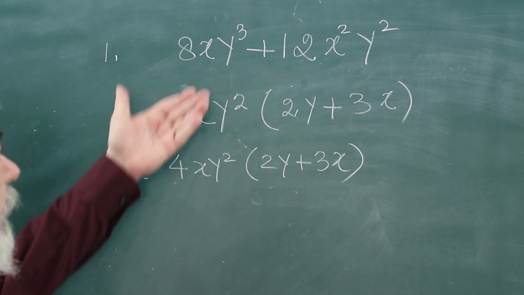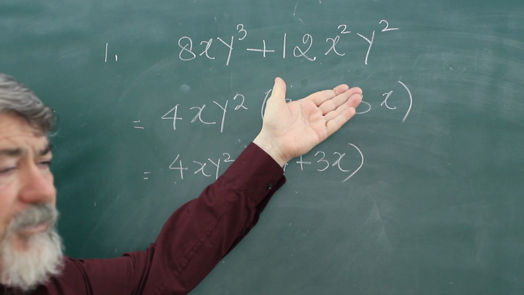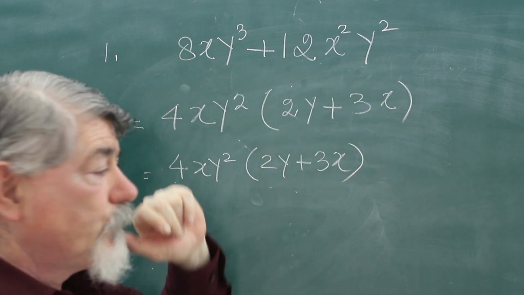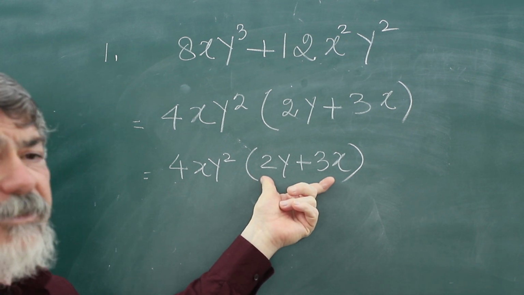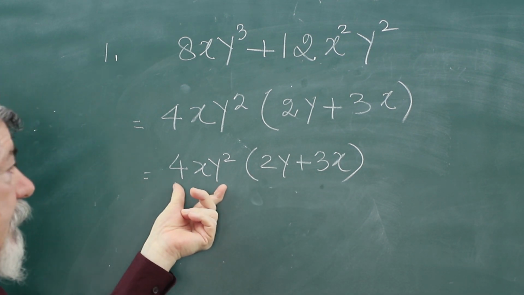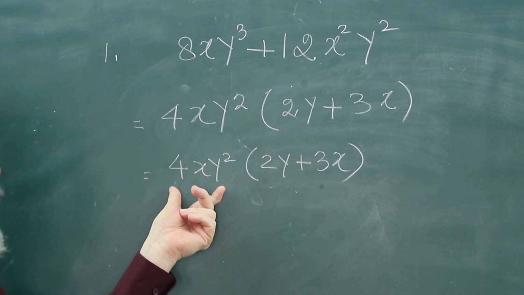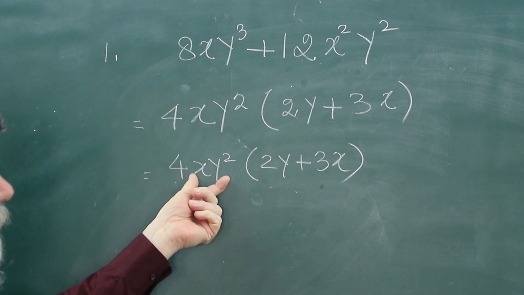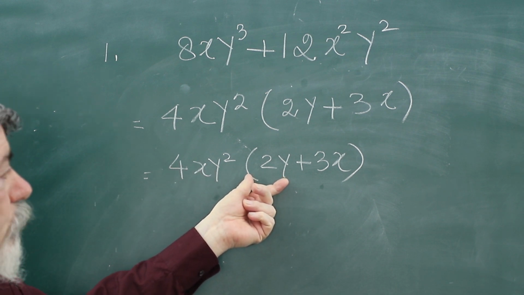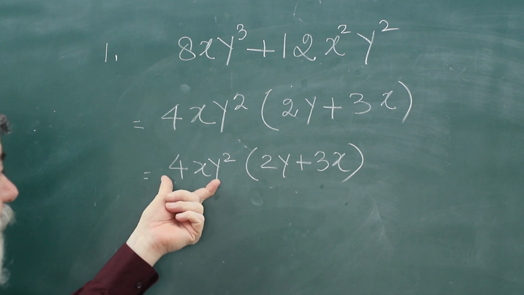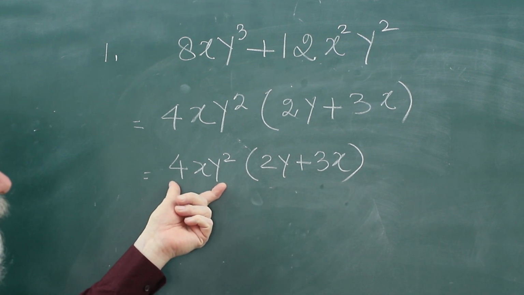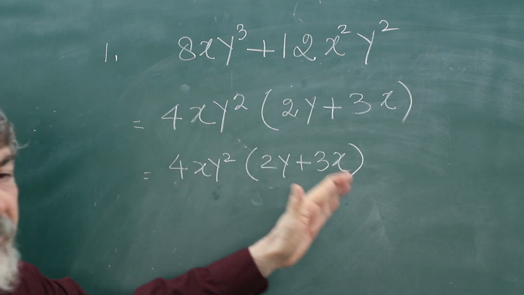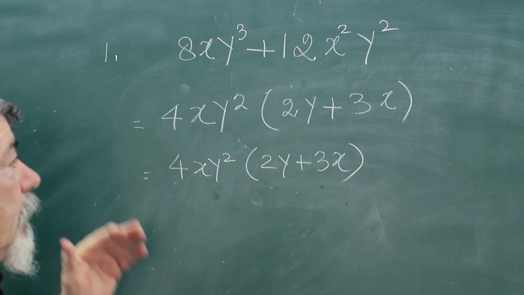Meaning thereby, if I divide this expression 8xy cube plus 12x square y square by this expression 2y plus 3x, I'll get the quotient as 4xy squared. Or if I divide it by 4, I'll get xy squared into 2y plus 3x. Or if I divide it by 4xy squared, then I'll get 2y plus 3x. So these are the factors of this expression.